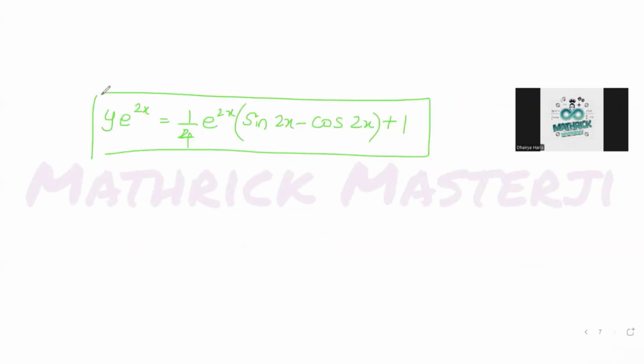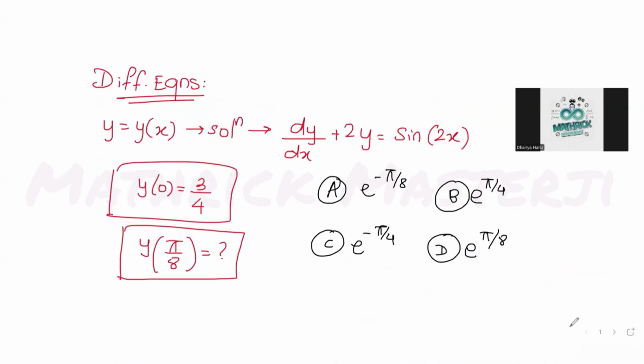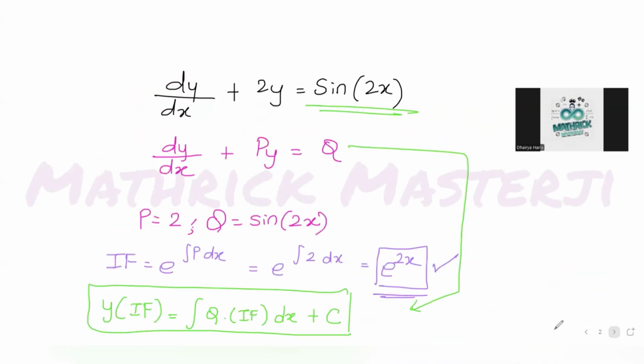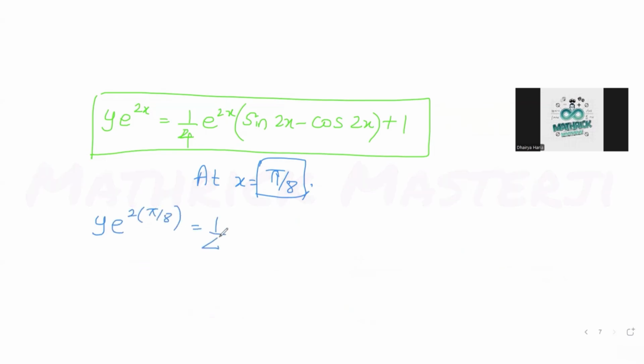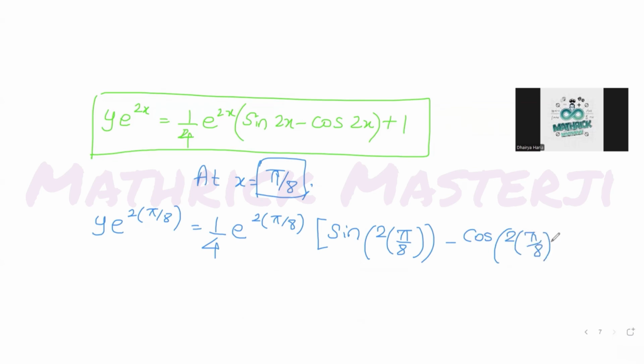Once I have that with me, the question is asking me to figure out the value of y at x equals pi over 8. So I'll just substitute x equals pi over 8. So if I put x as just pi over 8, let's see what is the value of y. So I get y e raised to 2 times pi over 8, 1 over 4 e raised to 2 times pi over 8, sine 2 times pi over 8 minus cos 2 times pi over 8, plus 1.